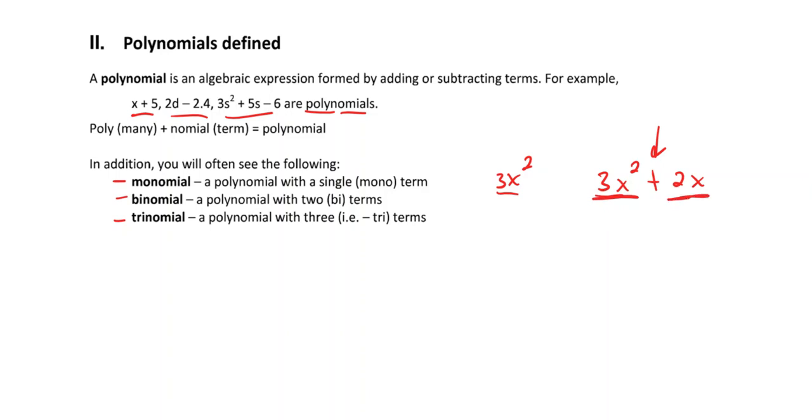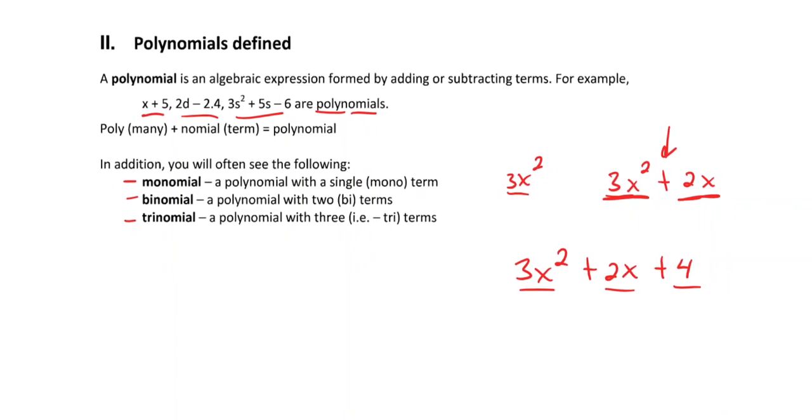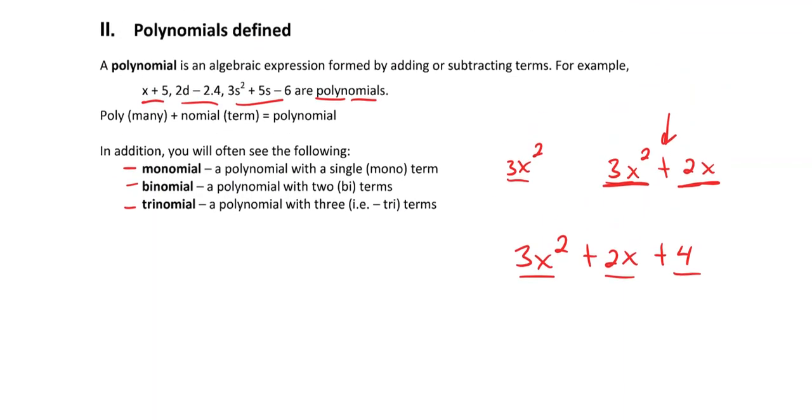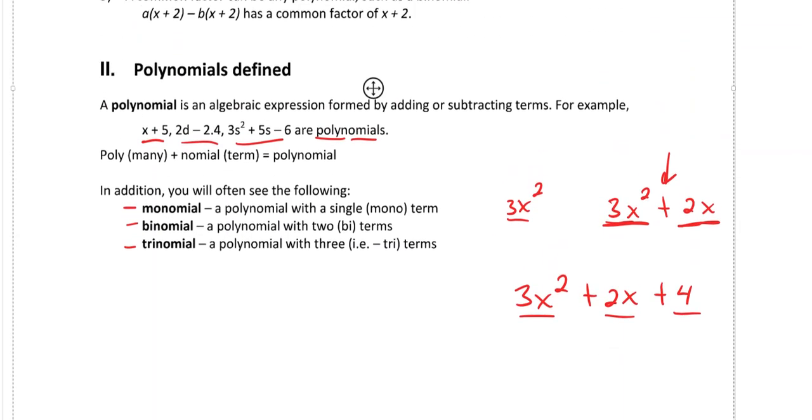So that's a binomial. You're probably seeing where we're going with this. A trinomial would be something like 3x squared plus 2x plus 4. That would be a trinomial because there are 1, 2, 3 terms. Good? All right. Actually, they're all types of polynomials, but after 3, we just say degree 4. We don't really keep going with the names.